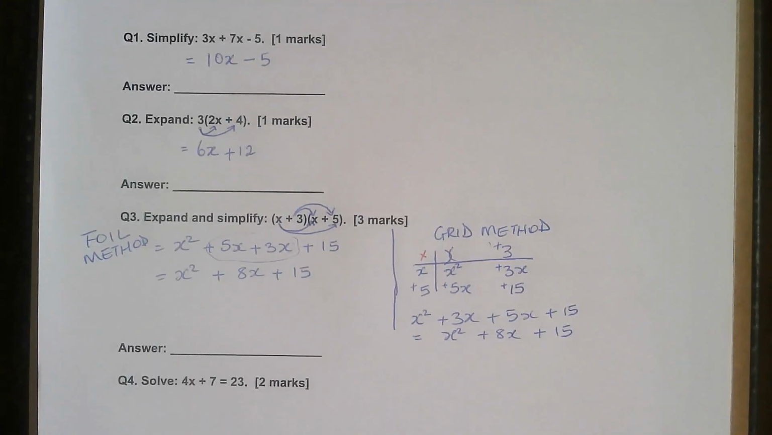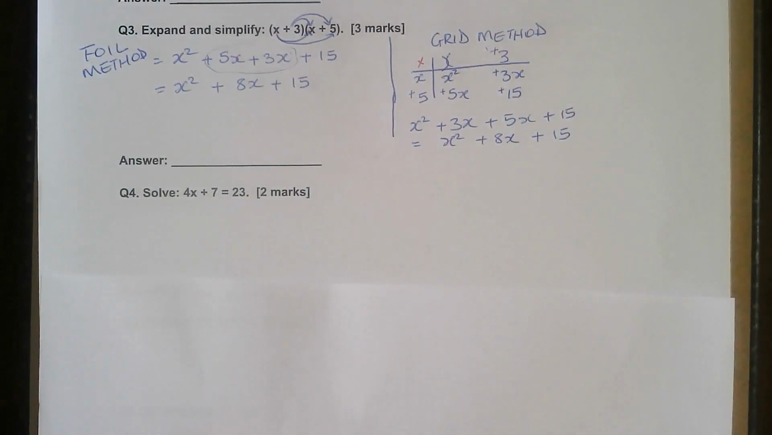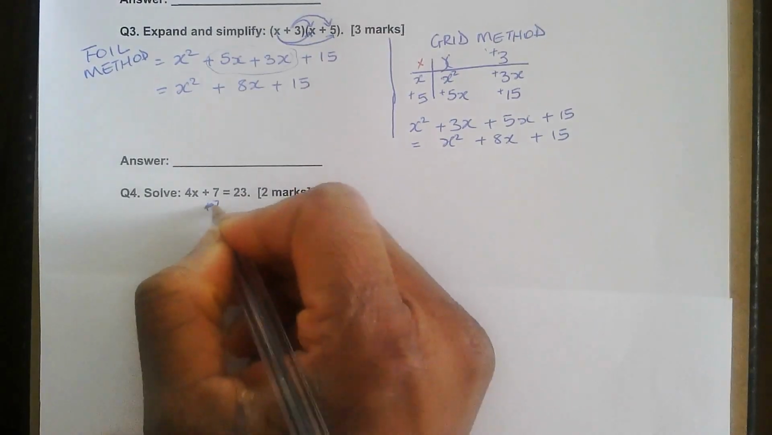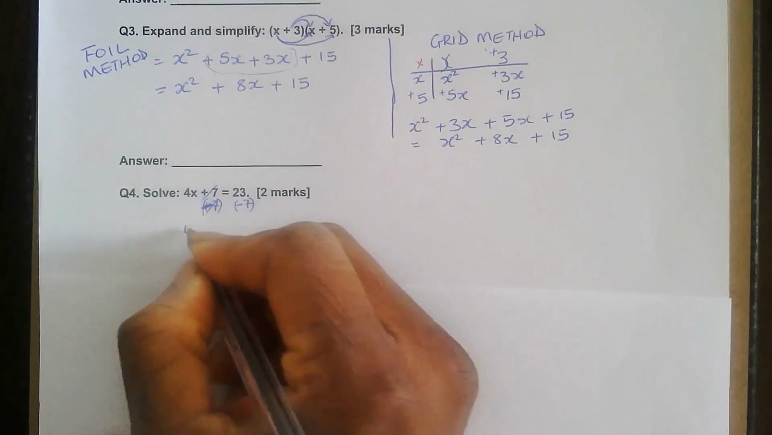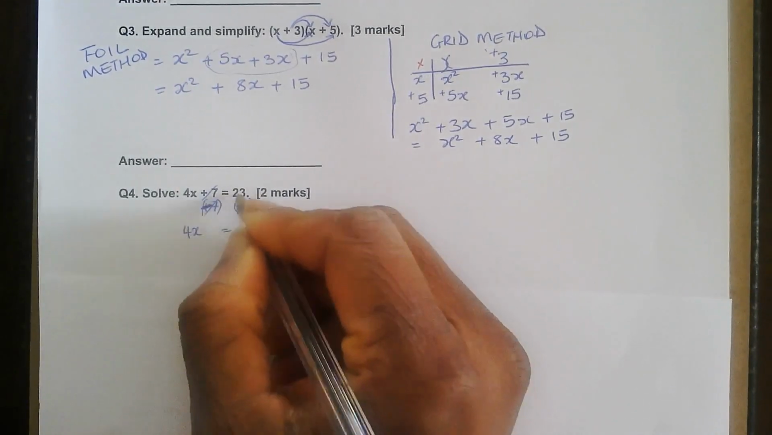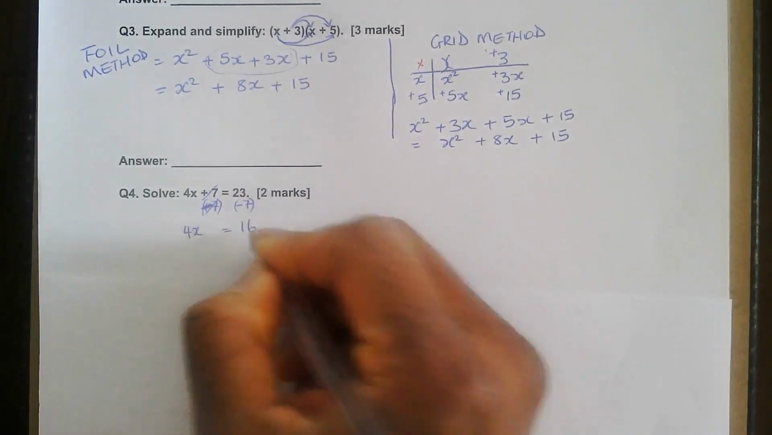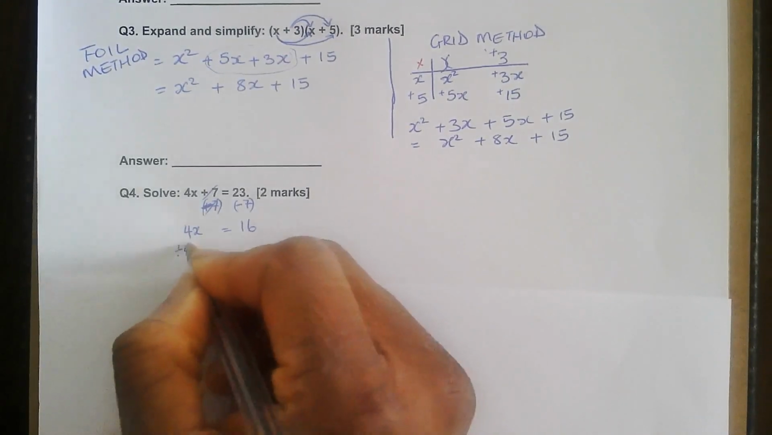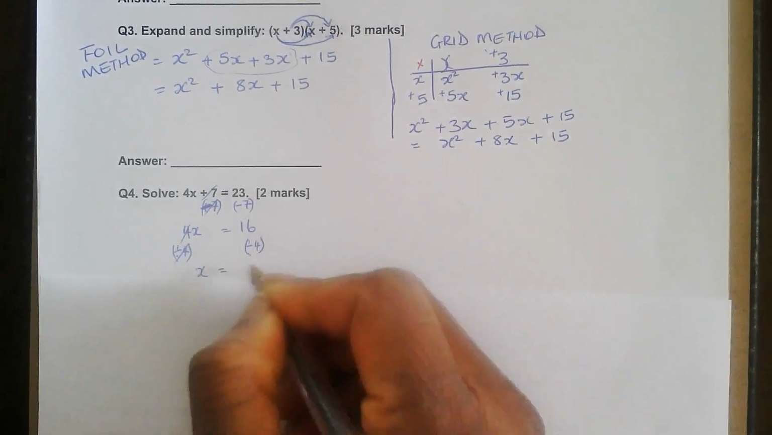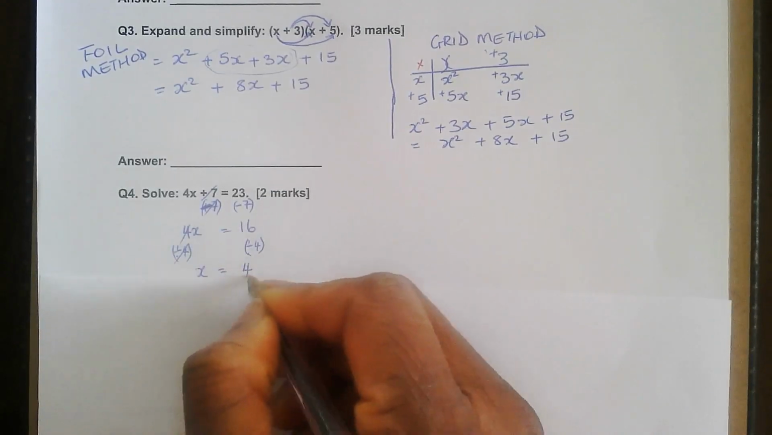The next one. Solve 4x plus 7 equals 23. We're going to subtract 7 from both sides. So we're left with 4x. And on the right, 23 minus 7 is 16. Then we divide both sides by 4. And we have x equals 4. 16 divided by 4 is 4.